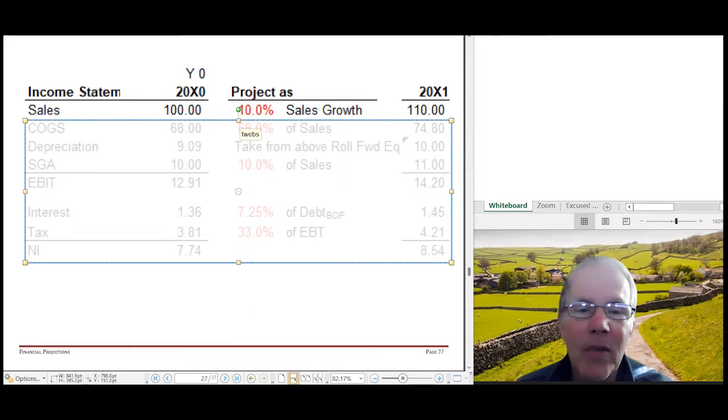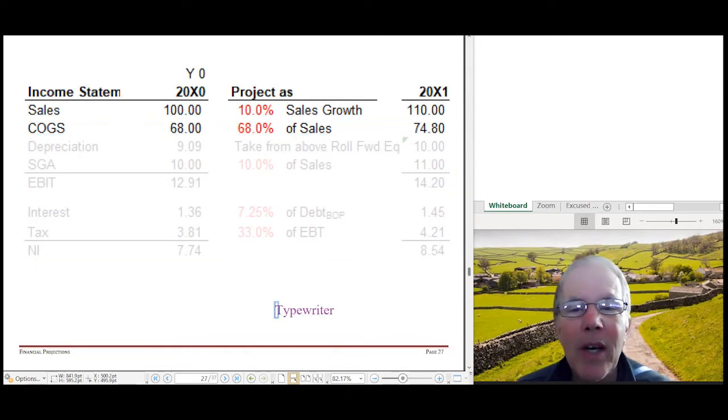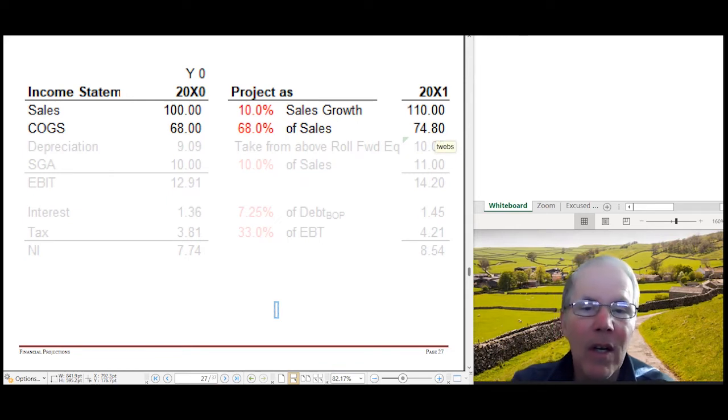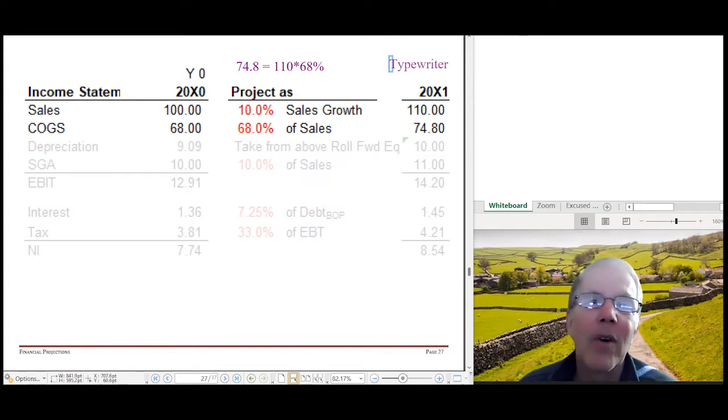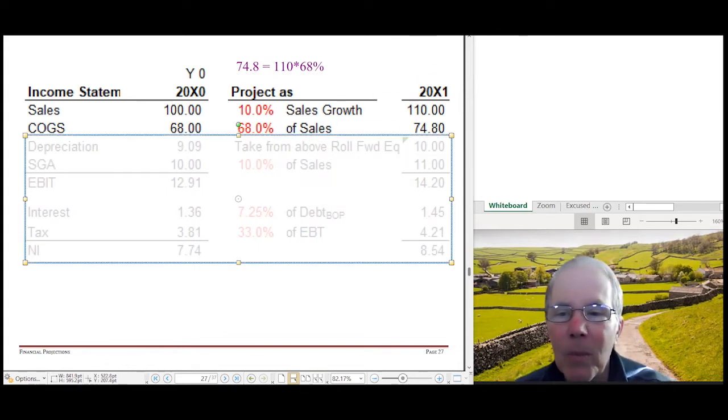Okay, next up, we do our income statement for sales. She said grow by 10%. Here's our 110. And then for COGS, remember we had nothing for COGS. We had no dictate. We had no equation. So we say if COGS was 68% of sales in 20x0, it's going to be 68% of sales in 20x1, right? So how do we get our 74.80? 74.8 is equal to the sales in the year times 68%. Okay. So that's how we got that 74.8.